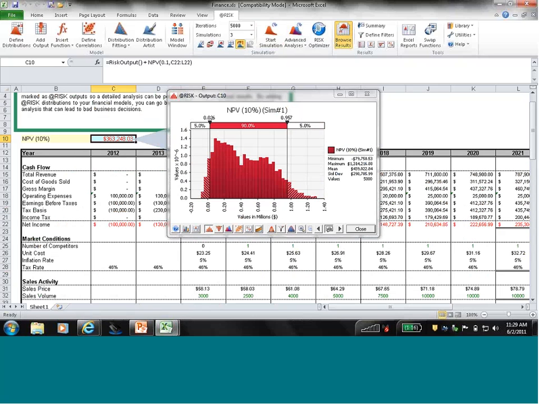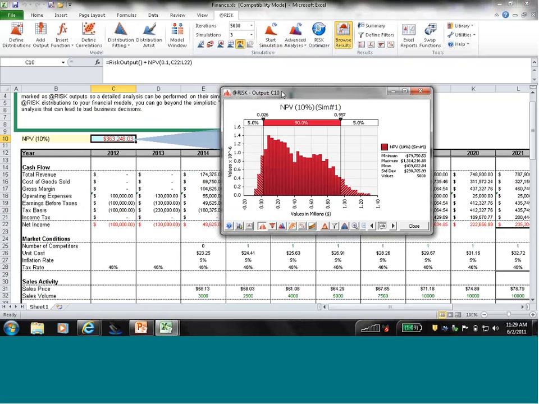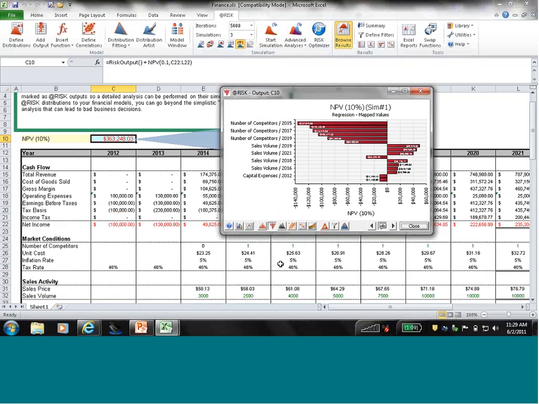And here we go. We have what we looked at before in our opening PowerPoint where we're looking at about a 5% chance of loss. But somewhere around 90% chance of making from $0 to $1 million looks like a pretty good venture. This is where I pulled the tornado diagram from before, showing that the number of competitors is our key factor, adding the most variation to our net present value.